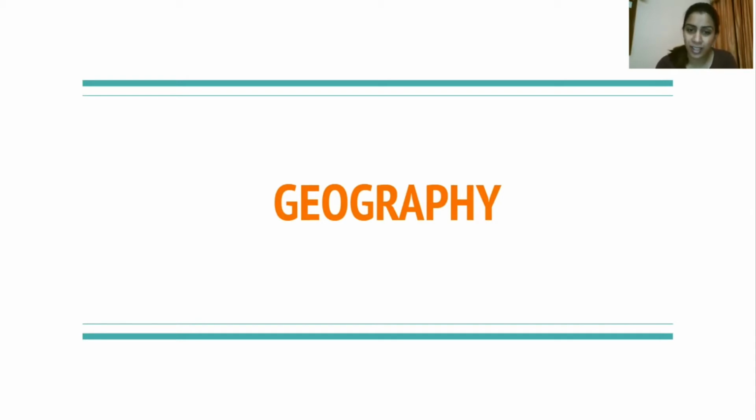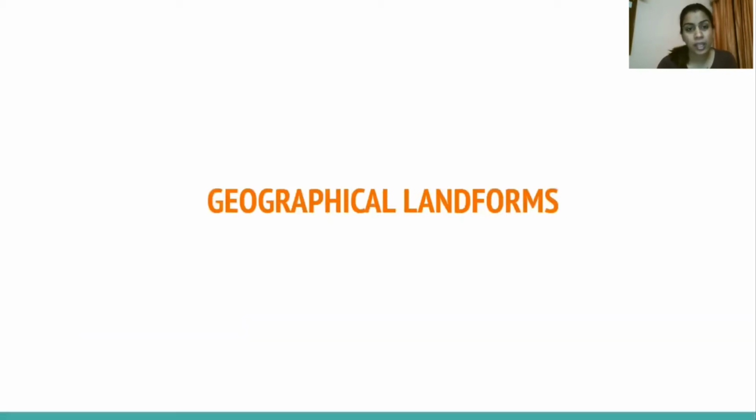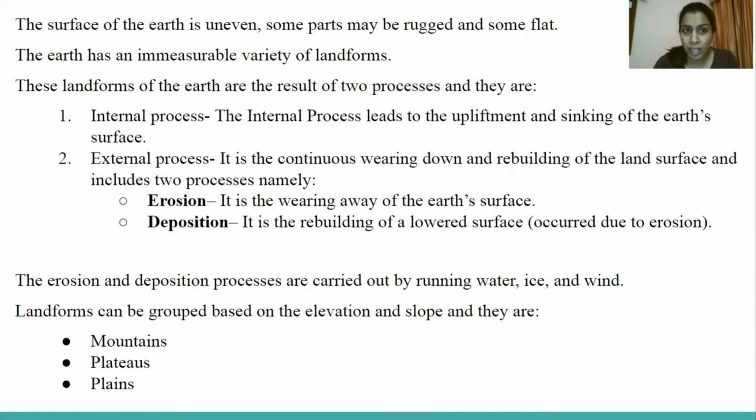तो चलिए शुरू करते हैं आज के लेक्चर से। आज हम पढ़ने वाले हैं different geographical landforms। तो अगर आपने देखा होगा जो surface of earth है that is very uneven, जो कई parts हैं earth के that are rugged and some are flat. The earth has an immeasurable variety of landforms. These landforms of the earth are result of the two processes.